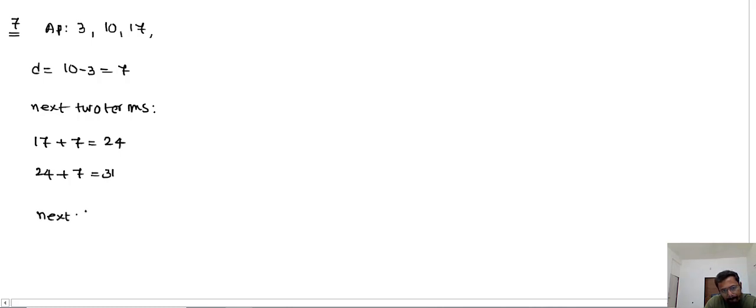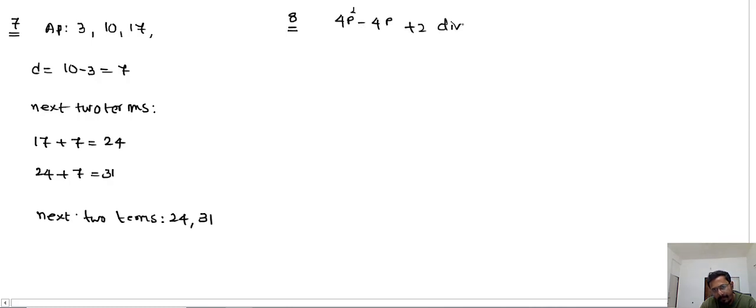So simple examples. Now we want to find examples based on the remainder and factor theorems. What polynomial is given to you? The polynomial is 4p square plus 2, and it's divisible by... Whenever they use the word divisible, yeah, they can use factors. What factor?